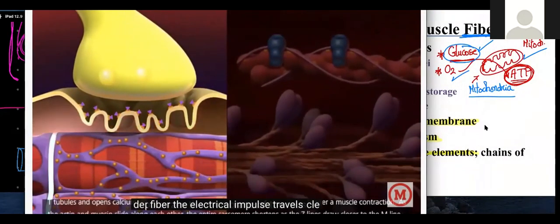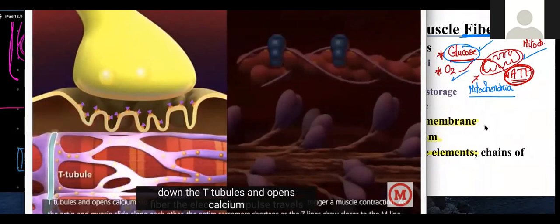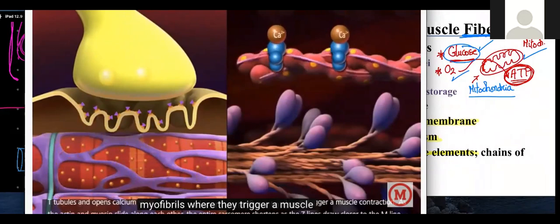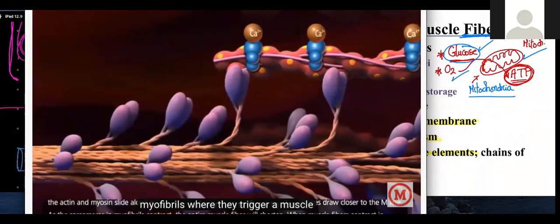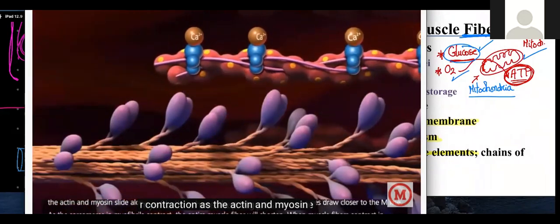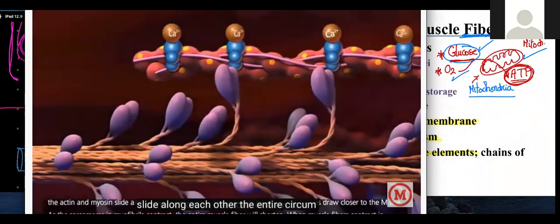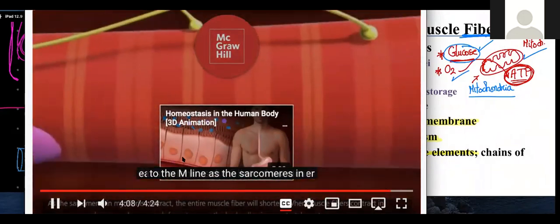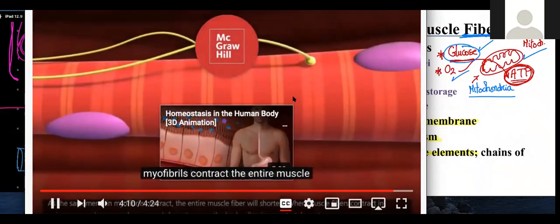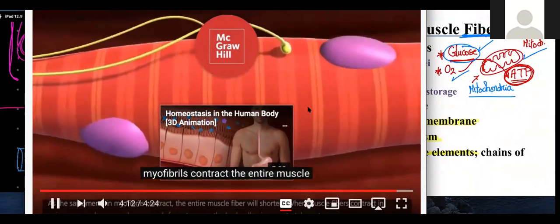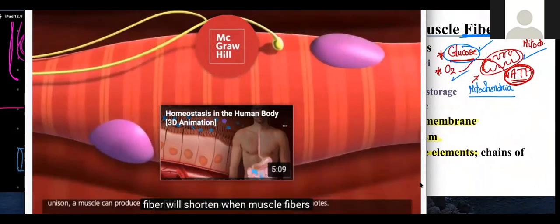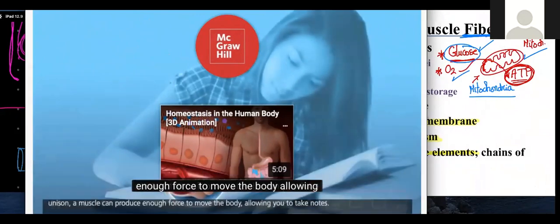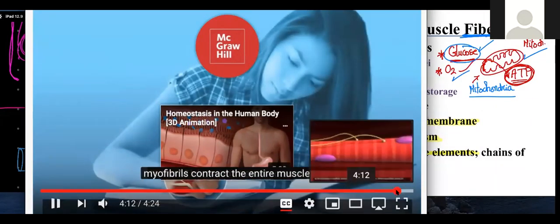The electrical impulse travels down the T tubules and opens calcium stores. Calcium ions flow to the myofibrils where they trigger a muscle contraction. As the actin and myosin slide along each other, the entire sarcomere shortens as the Z lines draw closer to the M line. As the sarcomeres in myofibrils contract, the entire muscle fiber will shorten. When muscle fibers contract in unison, a muscle can produce enough force to move the body.